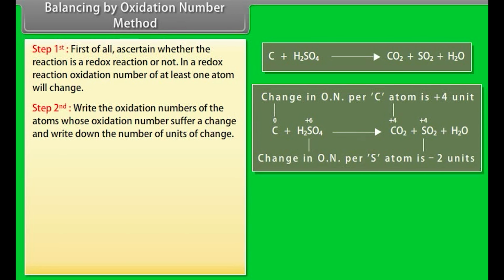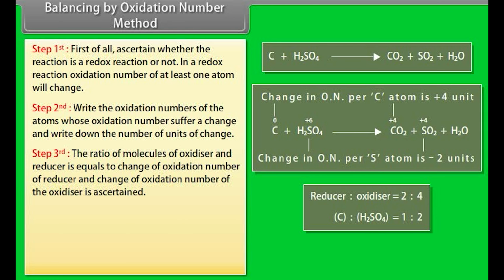Write the oxidation numbers of the atoms whose oxidation numbers suffer a change and write down the number of units of change. Step third. The ratio of molecules of oxidizer and reducer is equal to the ratio of the change of oxidation number of reducer and the change of oxidation number of the oxidizer, which is ascertained. If the ratio is not a simple one, make it simple.